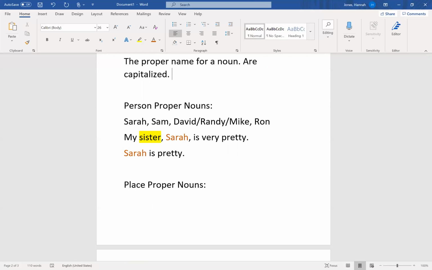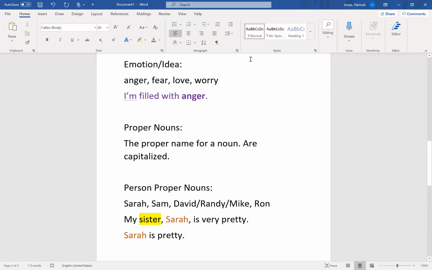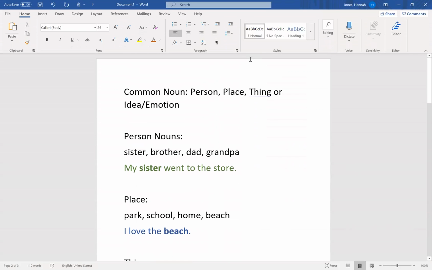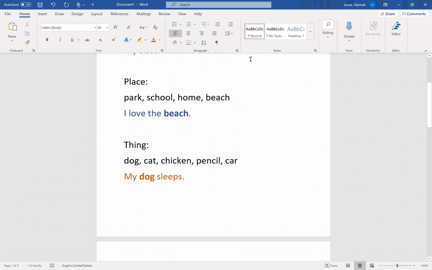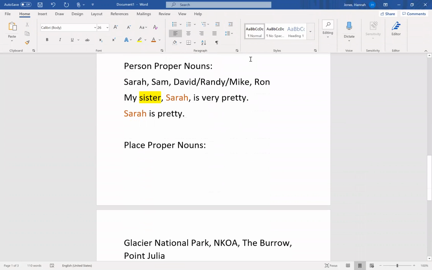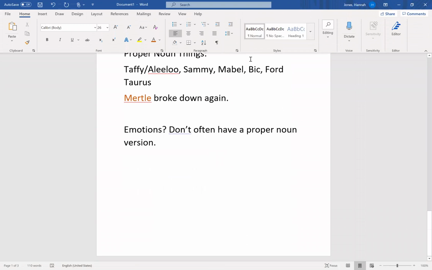You could just say, I went to a theme park, and theme park would be the common noun. But if you wanted to name the theme park, I went to the theme park Disneyland. Disneyland is obviously capitalized in that case, okay? So that is your noun tutorial on common and proper nouns. And if you have any questions, go ahead and let Miss Hannah know, okay?